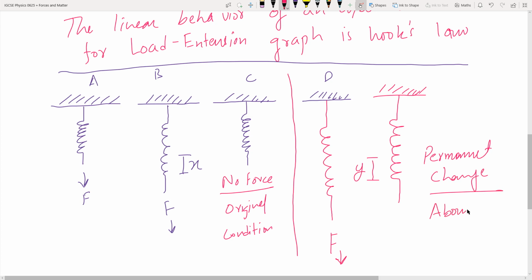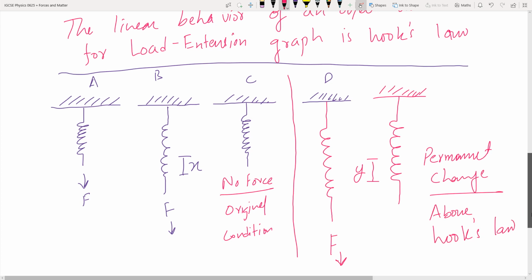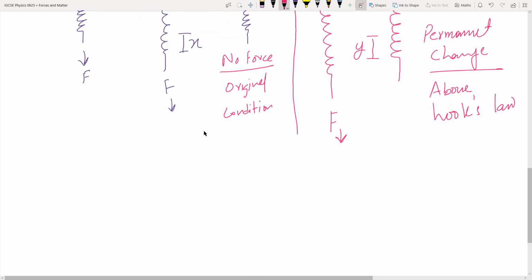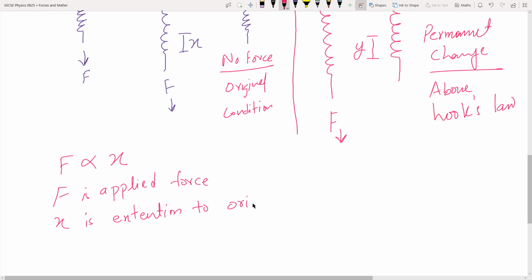and that is above Hooke's law. And in this case, we can easily see that the more the force I apply, the more the extension is there. So I can say that F is proportional to X, which is the extension. Over here, F is applied force or load, and X is extension to original length, right?